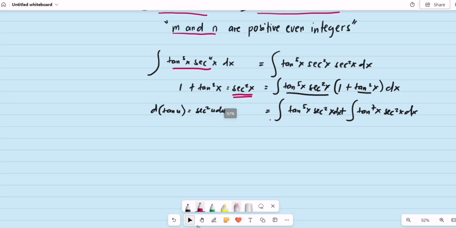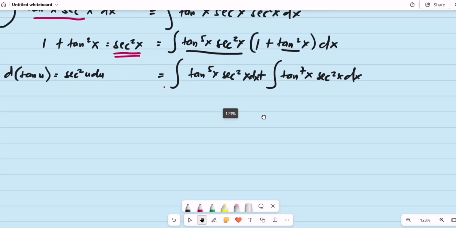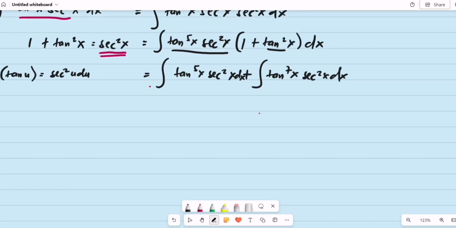So we may now perform integration. All we have to do is use u. What is our u? That will be the tangent of x. What is our du again? The derivative of tangent x is the secant squared of x dx, and we have that for both terms. For the first term, the exponent of the tangent is 5, and for the second term, the exponent of the tangent is equal to 7.